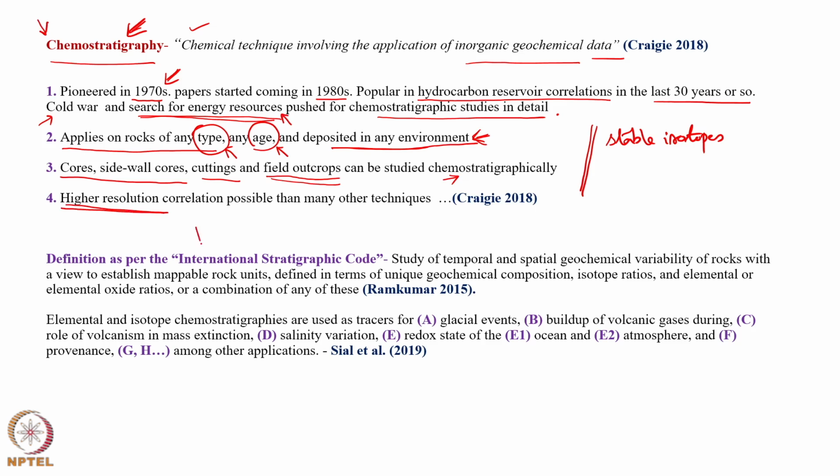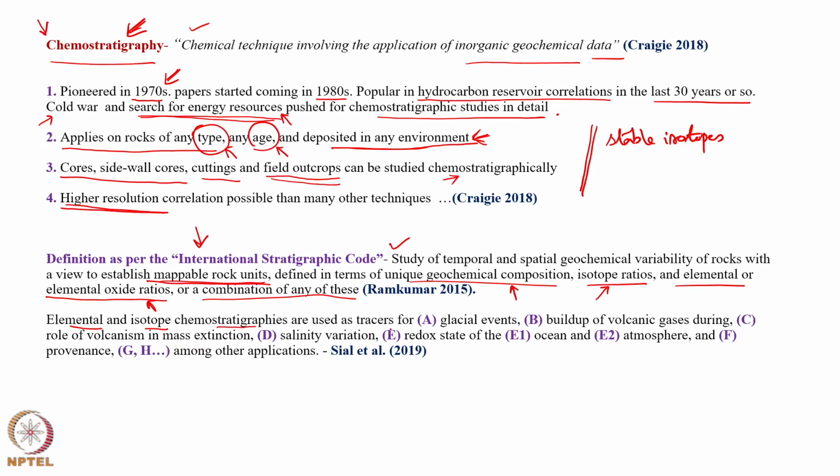If we look at the definition of chemostratigraphy as per the International Stratigraphic Code: study of temporal and spatial geochemical variability of rocks with a view to establish mappable rock units, but what is the scale of such a map is not said. Defined in terms of unique geochemical composition, isotope ratios and elemental or elemental oxide ratios. This says everything. Geochemical composition, element concentration, the isotope ratios, the oxides and their ratios, we will see them, or a combination of these techniques.